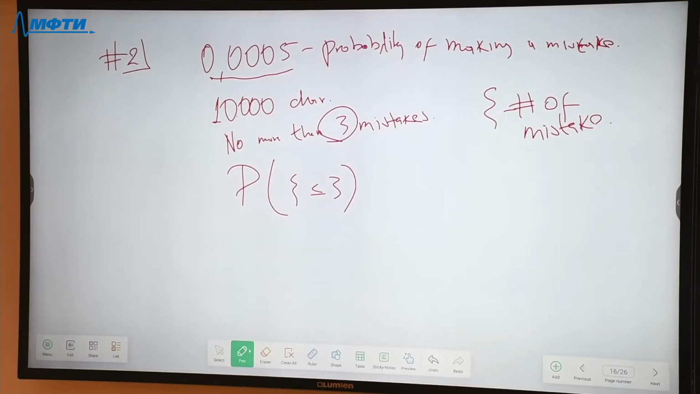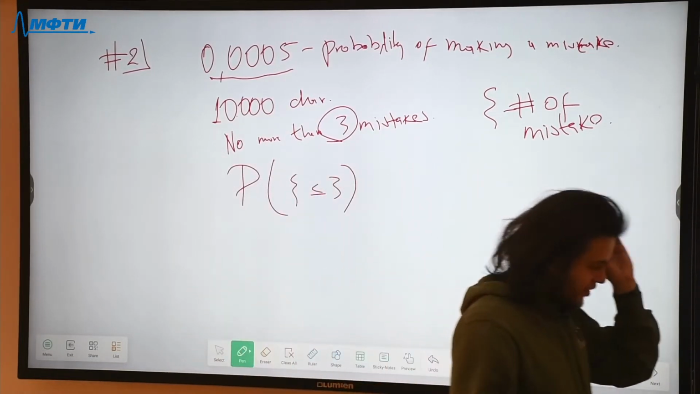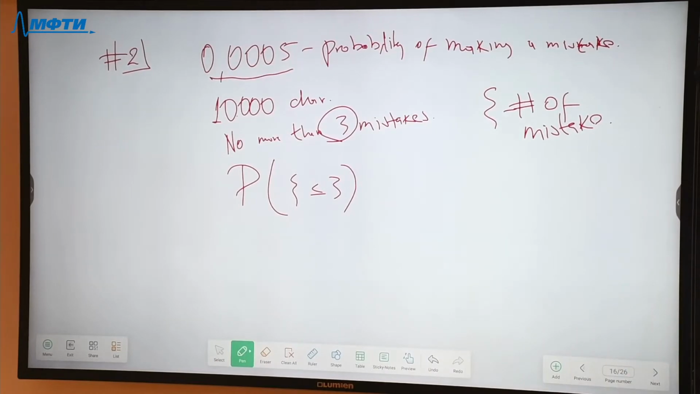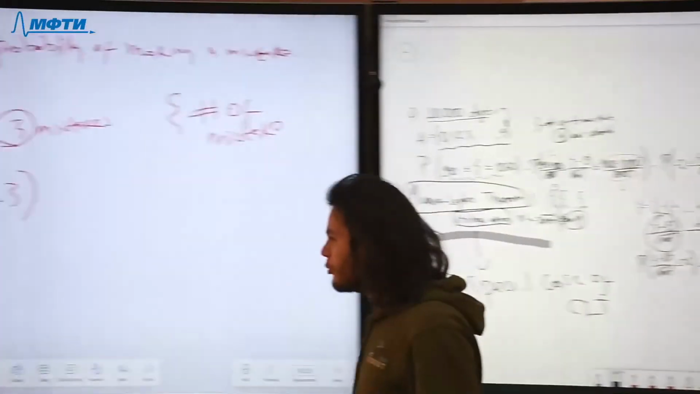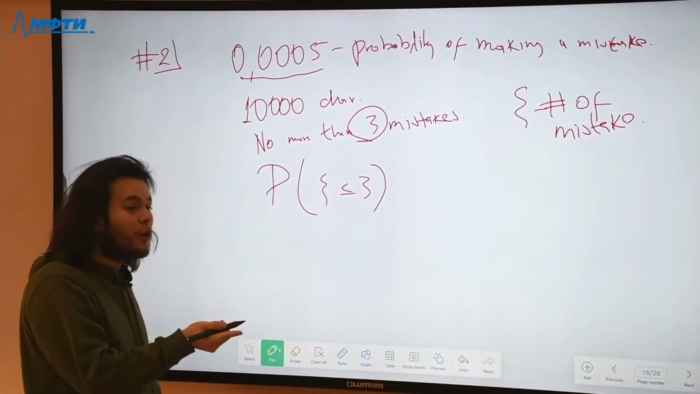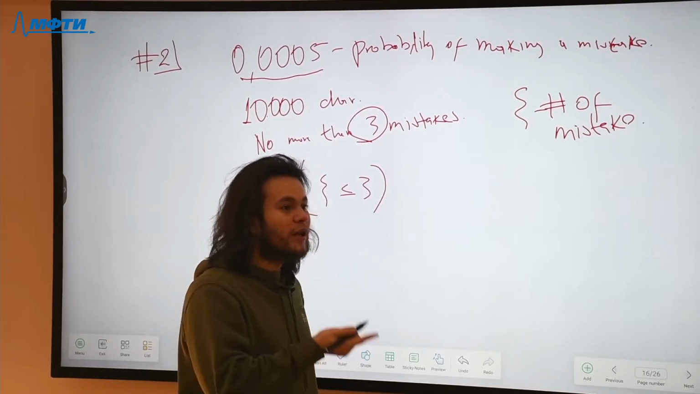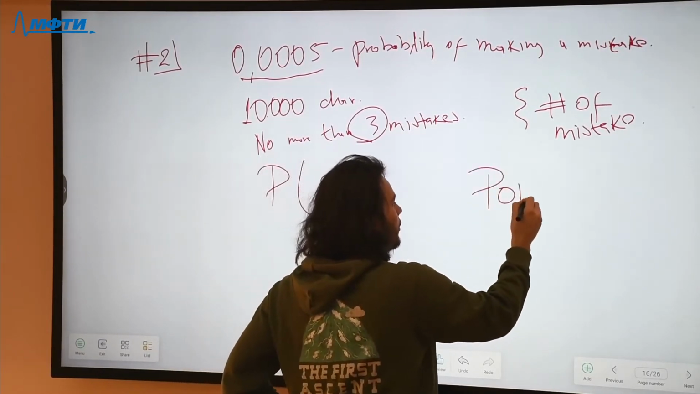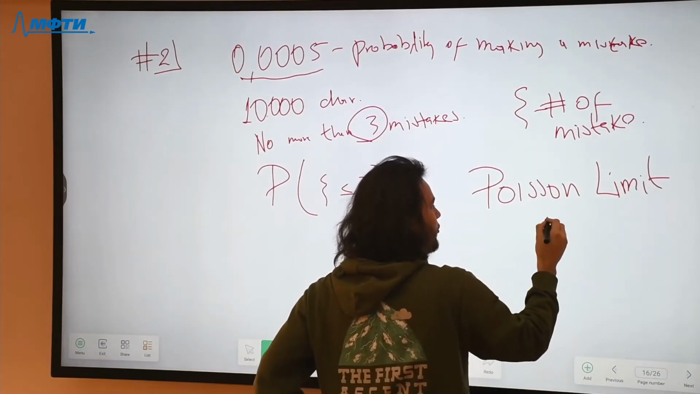Now, there are 2 different ways to look at this. The first one, of course, is the central limit theorem, and this is the first thing that you should see. You can apply it, and you will get the answer. But there's something else. You remember that when we talk about the Poisson distribution, we actually talk about the Poisson limit theorem. This is from the last semester, right?